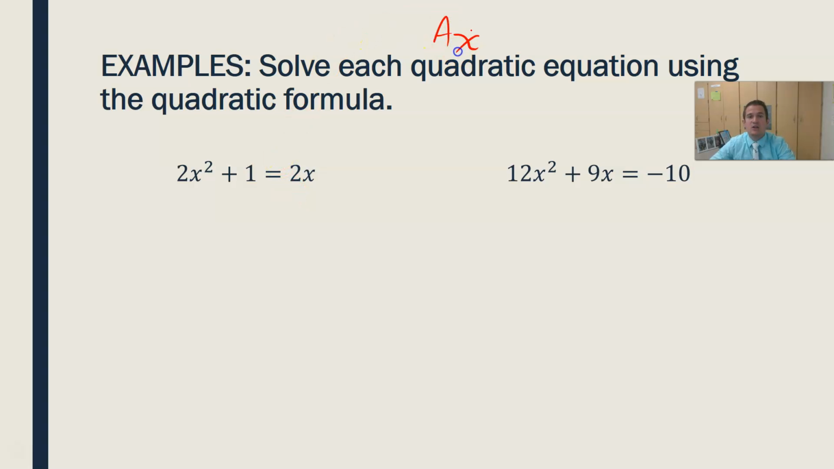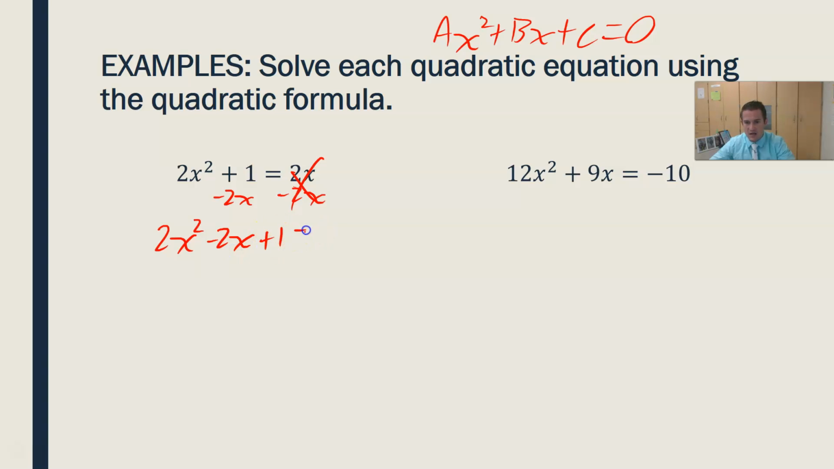I would need it to look like this: ax squared plus bx plus c equals 0. So I'm going to go ahead and subtract 2x on both sides, which will give me 2x squared minus 2x plus 1 equals 0. Okay, now that it's in standard form, I would identify A, B, and C. So A is 2, B is negative 2, and C is 1.